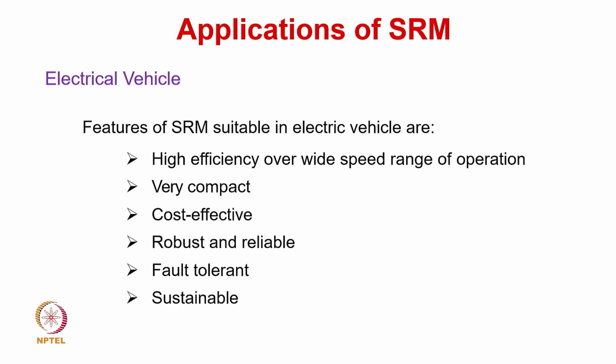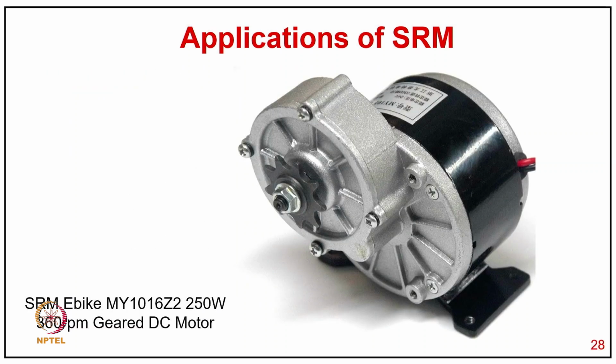Then of course these are used for electric vehicles. The features of reluctance motor which are really very suitable for electric vehicles are high efficiency over a wide speed range of operation, very compact, cost effective, robust and reliable, fault tolerant and sustainable. Then typically you can see an SRM for a motorbike of 250 watt, 360 rpm, gear DC.